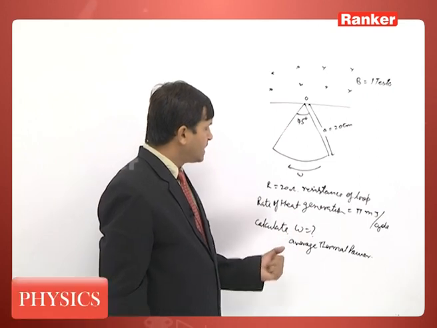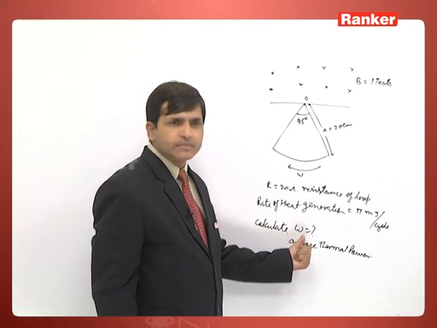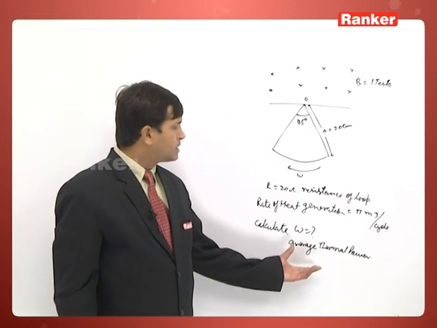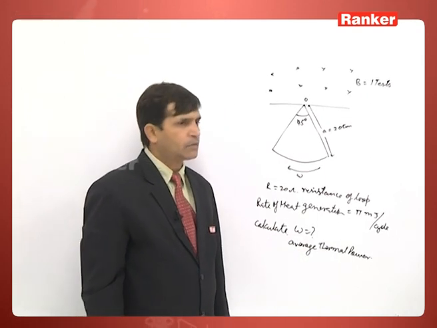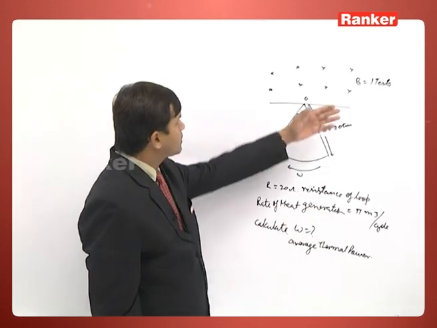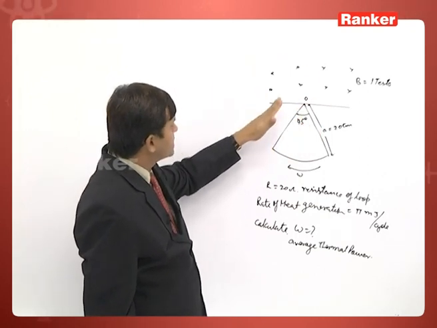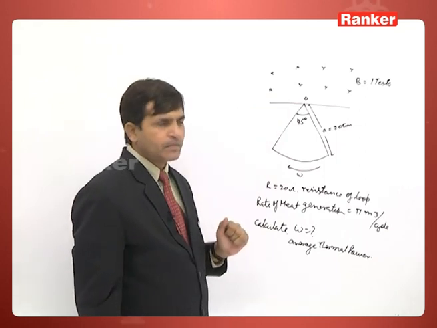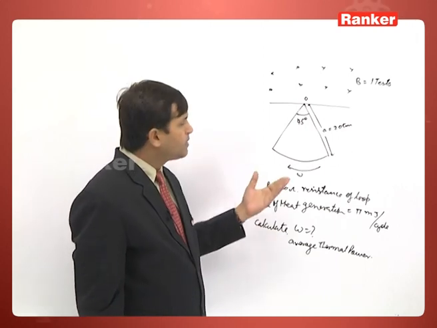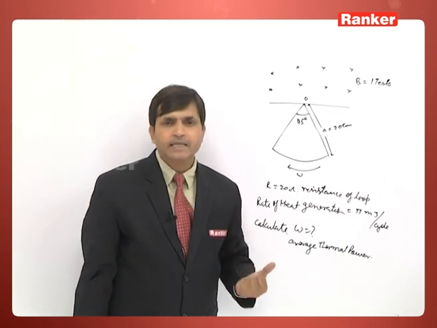So what do you have to find? You have to calculate the angular velocity of the sector, as well as the average thermal power dissipated. So see, what will happen when the loop is moving in that trajectory? When there is a change in flux, only at that time is the EMF induced, only then does the current develop, and only then will heat be generated.